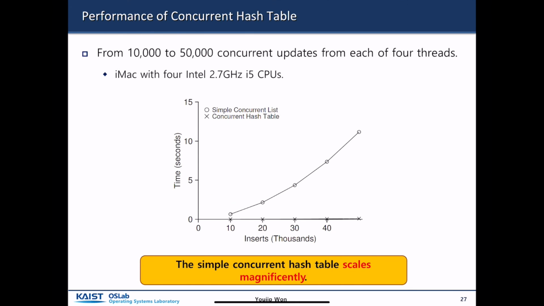Let's look at the performance of the concurrent hash table. Let's change the number of concurrent updates from 10,000 to 50,000 for each of 4 threads. And if we use a simple concurrent list, then the time to update the linked list linearly increases with the number of insert operations. However, if we use a concurrent hash table, then the insert operation becomes a lot more scalable, and the simple concurrent hash table scales magnificently.